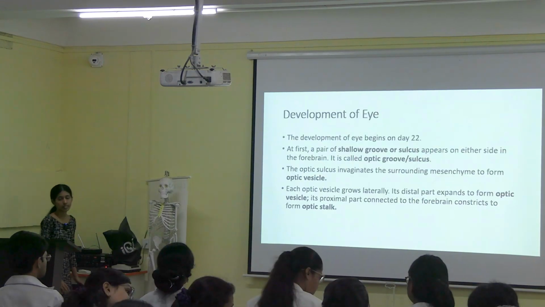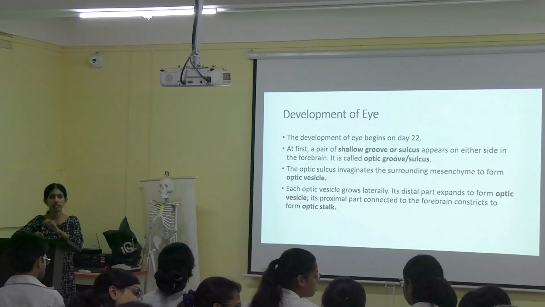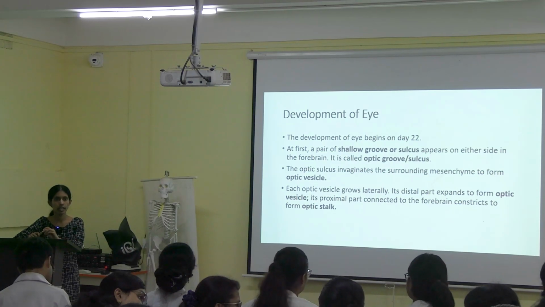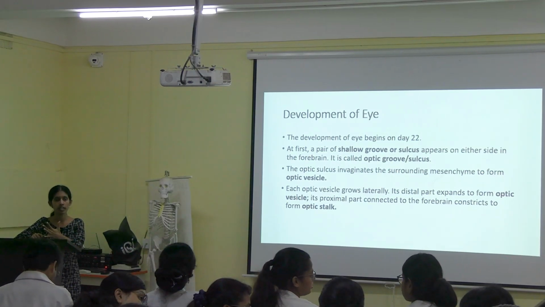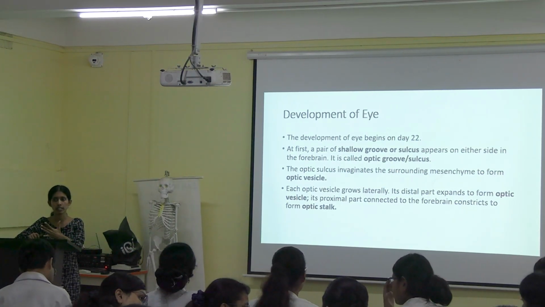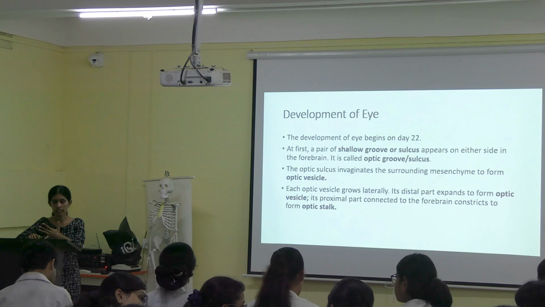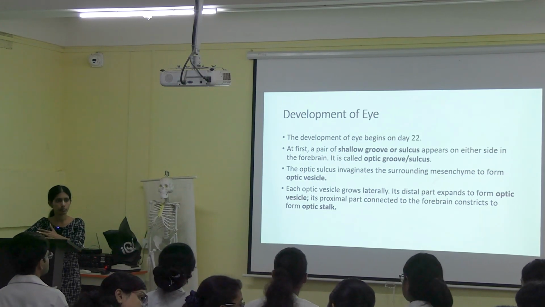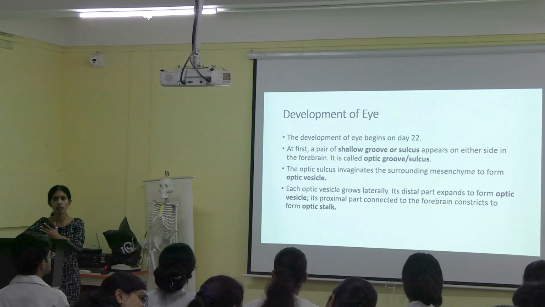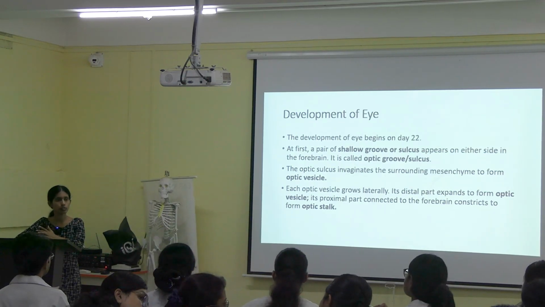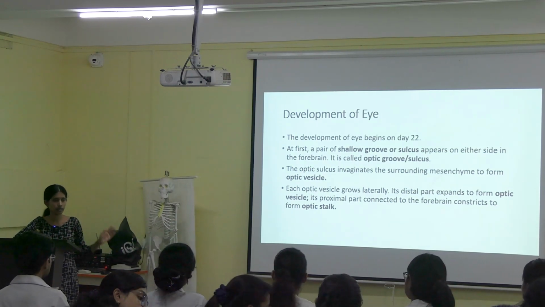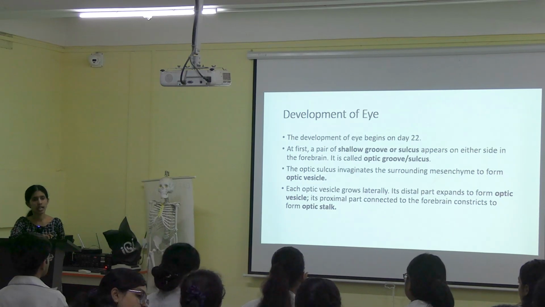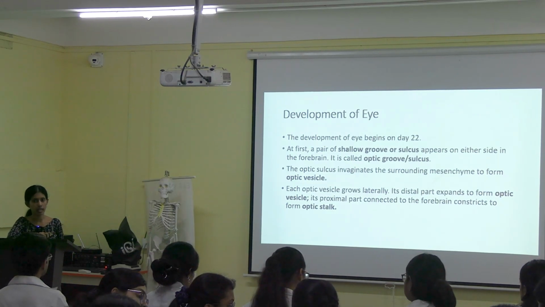Okay. For the clinical part, you have to write the defects of the neural tube only. NTDs, that is nothing but anencephaly, rachischisis, and also spina bifida, hydrocephalus. These things you can write for forebrain, midbrain, and also for hindbrain, and also for your spinal cord. Okay. Then we have the topic development of eye.